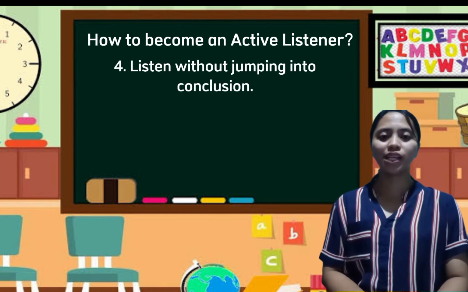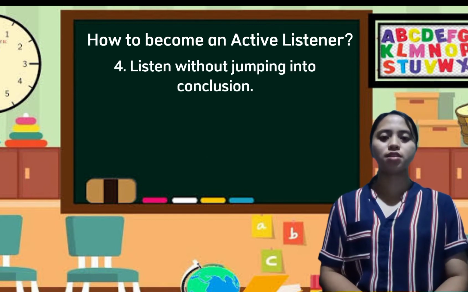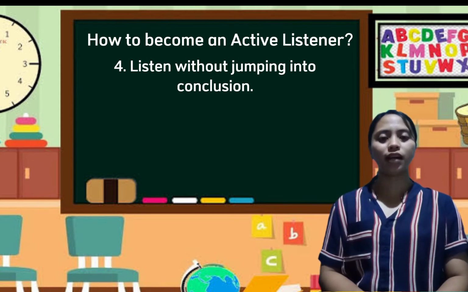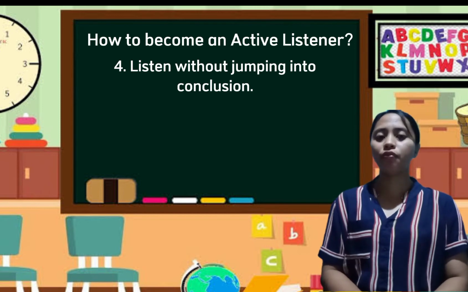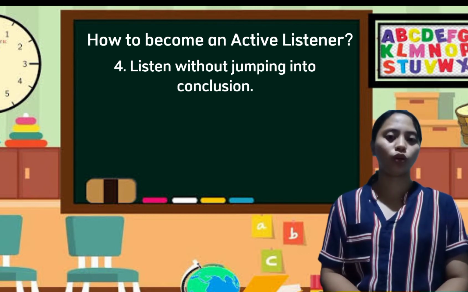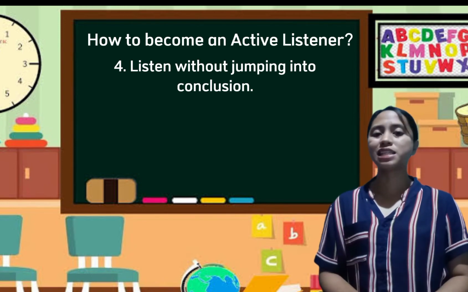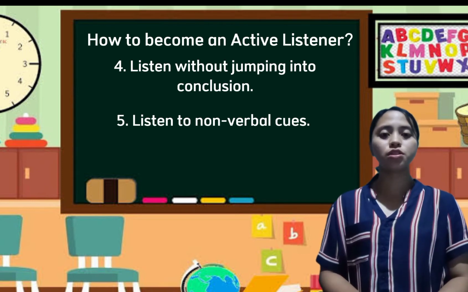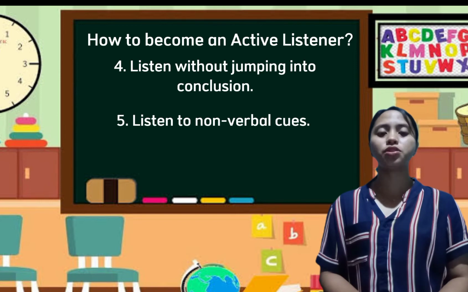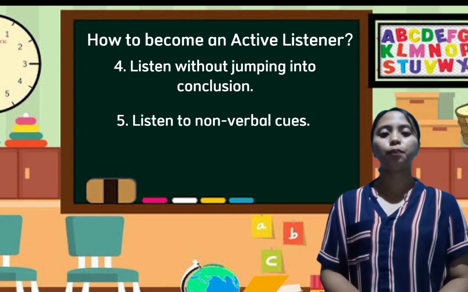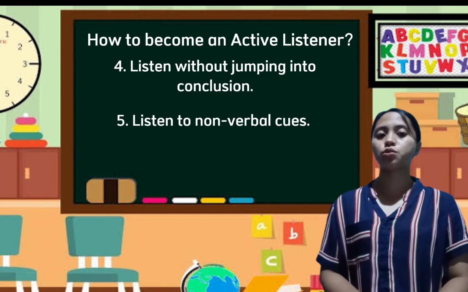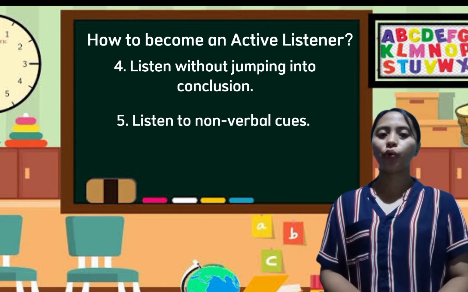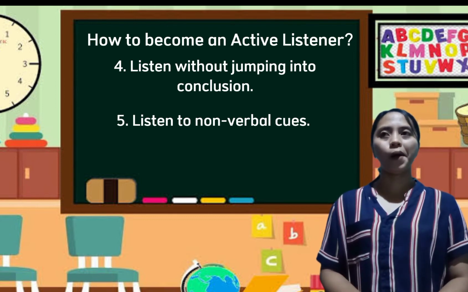Number 4 is to listen without jumping to conclusions. As listeners, we should give our speakers time to finish what they are saying. We must listen carefully to avoid jumping to conclusions. And lastly, we have to listen to the non-verbal cues. As listeners, we should pay attention to what the other person is saying. Through their facial expression, body language, and even gestures, they can tell us as much as what is being said in words. So here, we also need to be observant.